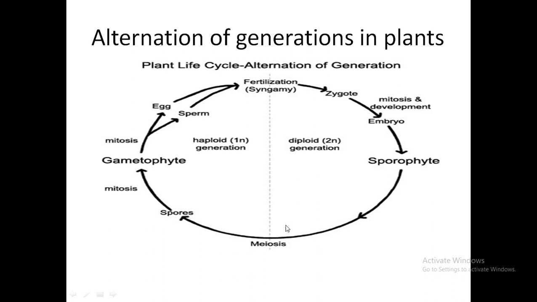Sporophyte produces spores by meiosis. Spores develop into gametophytes. Now the gametophyte produces male and female gametes by the process of mitosis, which fuse to form a zygote. Zygote develops into sporophyte. Thus, gametophyte reproduces sexually because it produces gametes. Here you can see gametes fuse to form zygote, and zygote develops into embryo. Embryo develops into sporophyte, whereas the sporophyte reproduces asexually by means of spores.